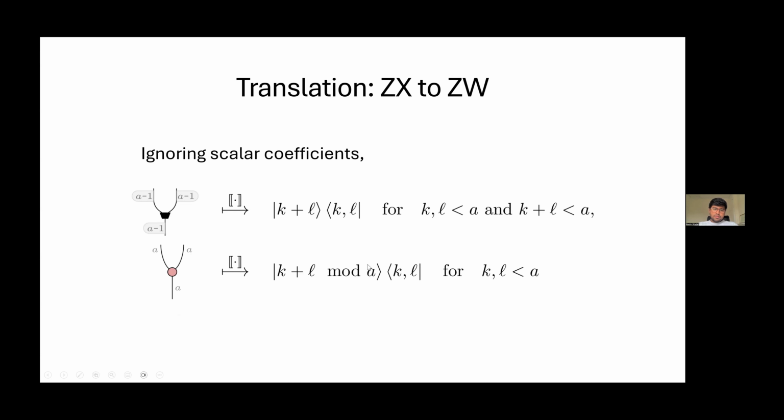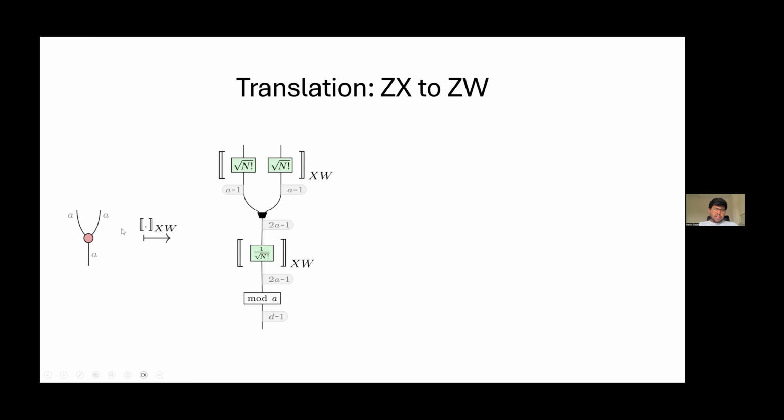So we'll do this in 2 steps. So here's how it works. This is the X spider. It gets mapped to the W spider where we have A going into 2A. And these are some factorial correction terms. And then we have this modulo A box that will change from 2A to A. This should be A. And it will do the modulo operation.